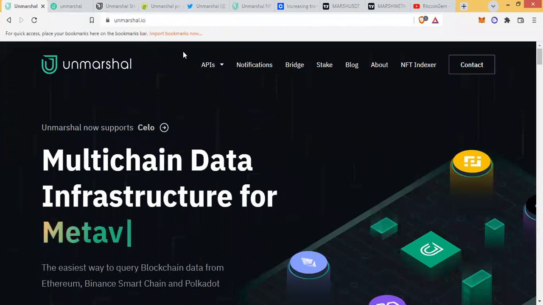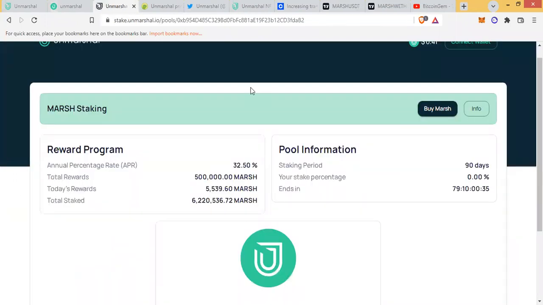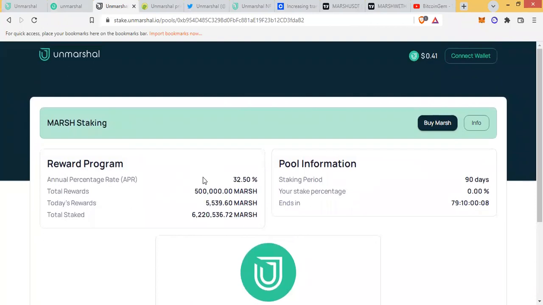Now, we have seen the basic overall project. There is an opportunity to stake also. They are currently going on with staking, and it's a 90-day stake. There are still 79 days left for the staking to end, and the APR is around 32.50. You can stake Marsh, and 50 million Marsh will be the total reward. So if you're looking to buy some and stake, again, a good passive income opportunity in my opinion.